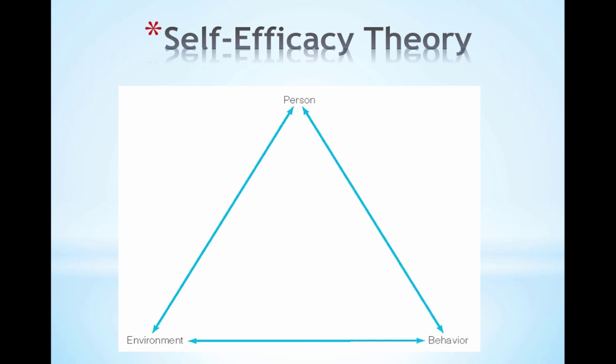Bandura suggests that there are four main ways that we can enhance or decrease our self-efficacy. So four ways that we're going to be impacted. First is going to be performing or enacting a behavior.